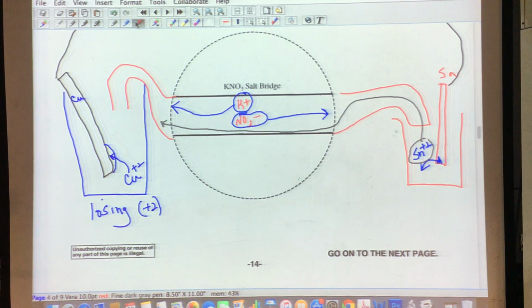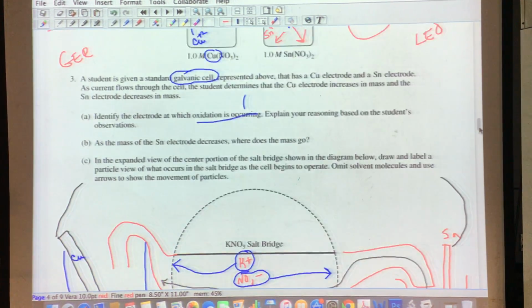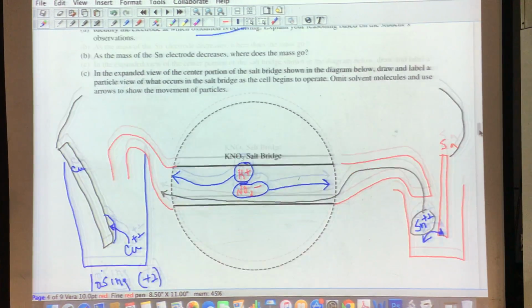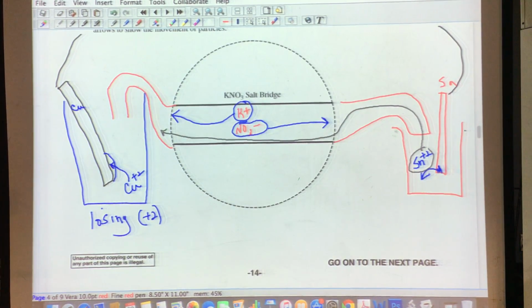Something else we should realize, and I don't know if you needed this, but you don't: both of these solutions are nitrate solutions. If you look on the bottom of the beakers, they're both nitrates. So that means both beakers have nitrate ions in them. Who's to say that these don't also flow? Probably wouldn't jump away out of it. Also flow that way too. They just wanted you to show these two flowing.